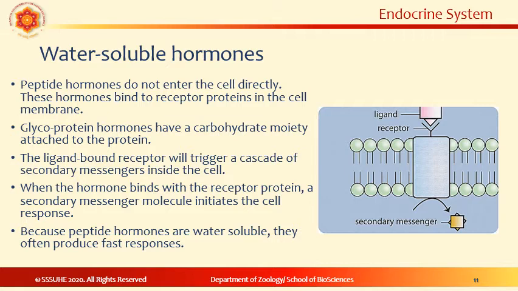Water-soluble hormones cannot enter the cell directly through the hydrophobic cell membrane. So they bind to the hormone receptors on the cell membrane. Binding of a ligand to its receptor starts a cascade of secondary messenger molecules. These secondary messenger molecules amplify the signal and continue the signal transduction process. Generally, peptide hormones are water soluble and they produce fast responses.